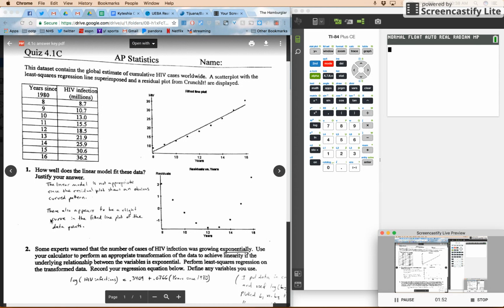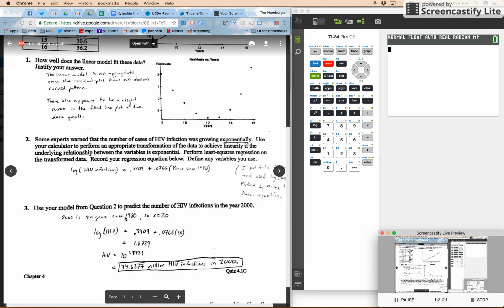There also appears to be a slight curve in the fitted line plot of the data points. So up here, there is a slight curve, which you might see, you might not see, but that curve becomes very obviously evident when you look at the residual plot. So that tells you that a linear model is not a good fit.